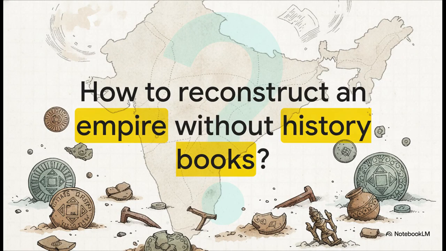How do we reconstruct the history of an entire empire when the history books are simply missing? Well, when the texts disappear, it's usually the smallest metal objects left in the dirt that reveal forgotten rulers, lost trade routes, and huge economic booms. We're going to see exactly how a tiny little piece of stamped metal can decode a whole civilization.